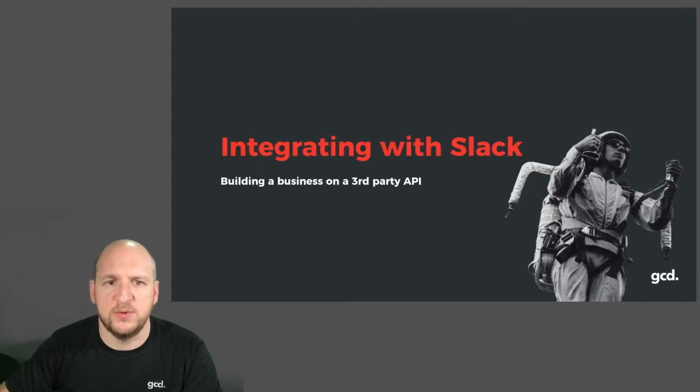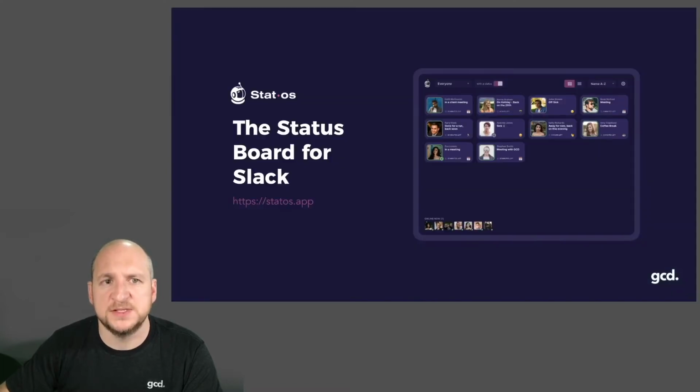Today I wanted to share with you the journey we've been on since the summer with our latest digital product, Status. Status is the status board for Slack. The idea is quite simple. Slack has the ability to set your status with custom messages and emoji, but they aren't immediately obvious. You have to go and look for somebody to find what their current status is. Status simply bubbles up and displays everyone's current status on a single board.